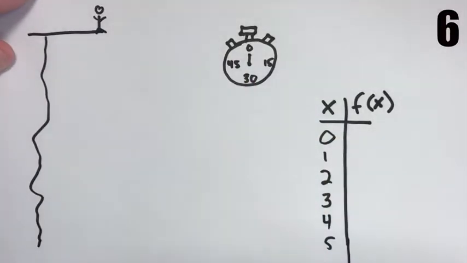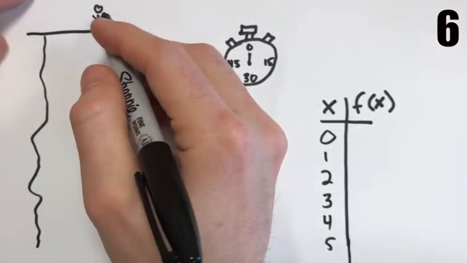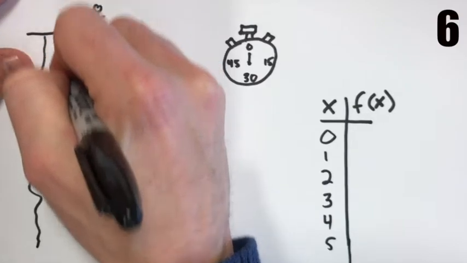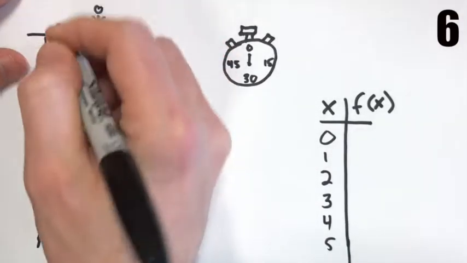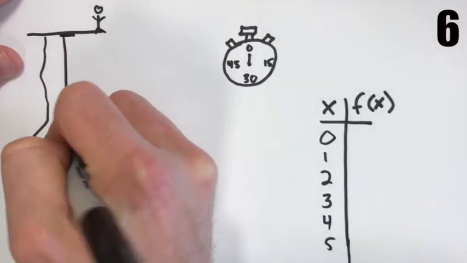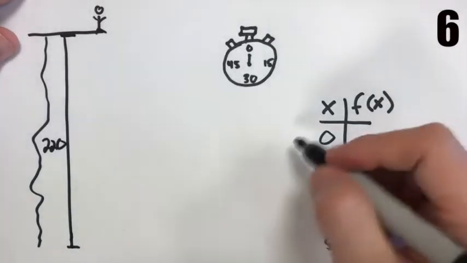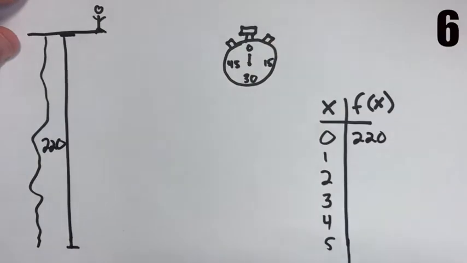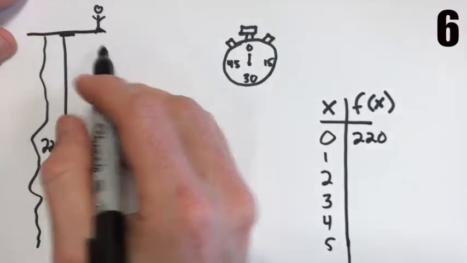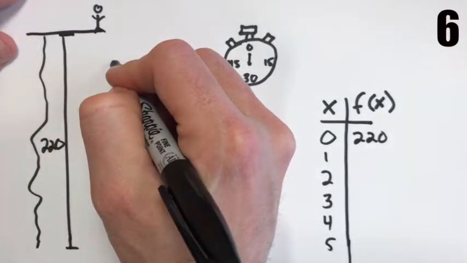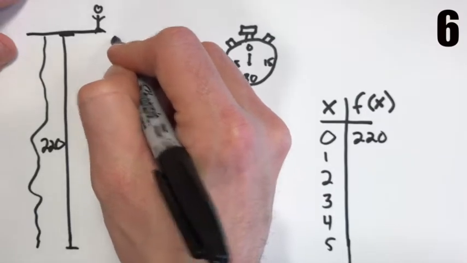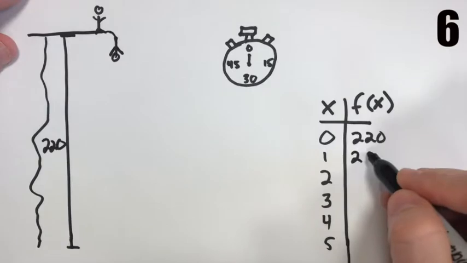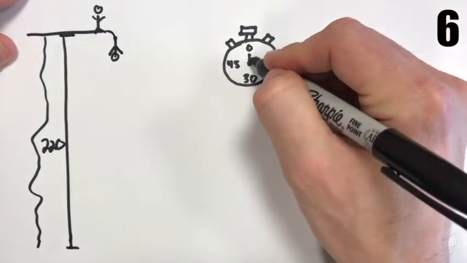Okay, we've got a bungee jumper here. And the initial height of the jump is 220 feet. So the jumper jumps off at 0 seconds, at 220 feet. So that's right when you start the stopwatch. The person jumps off, and after 1 second, there's that rope, they're at 200 feet. Okay, so 1 second has passed.